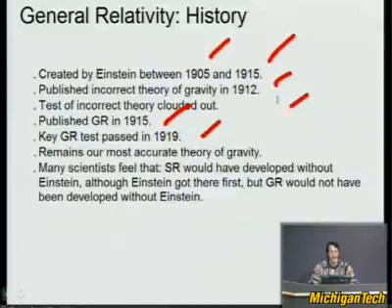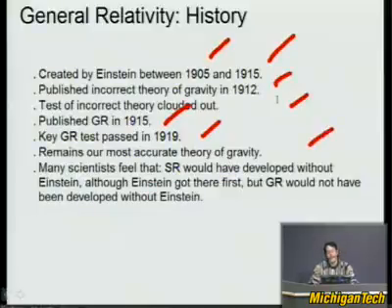That helped catapult Einstein to be a superstar. In the 1920s, he got a Nobel Prize, partly, they said, to make the Nobel Prize more famous. He was that famous. General relativity today remains our most accurate theory of gravity.